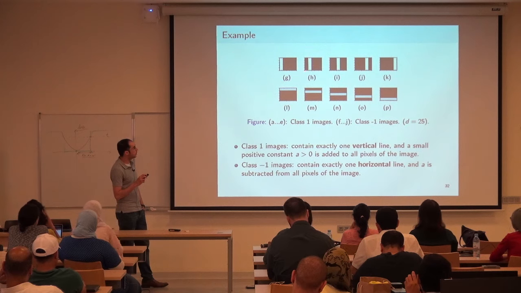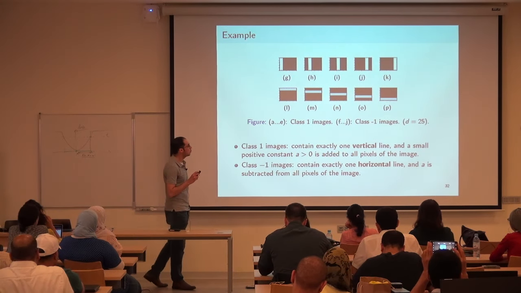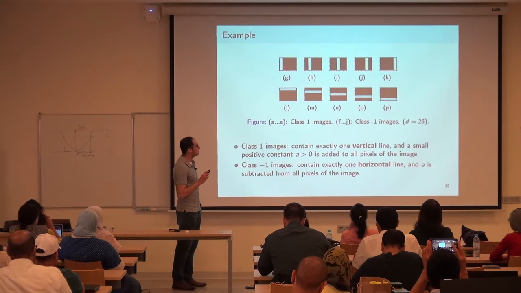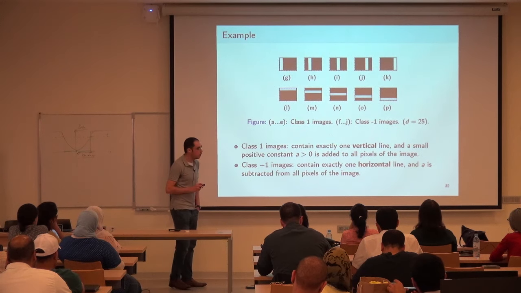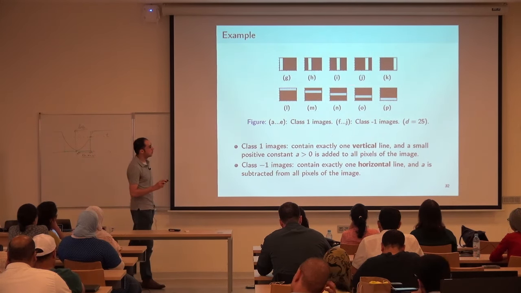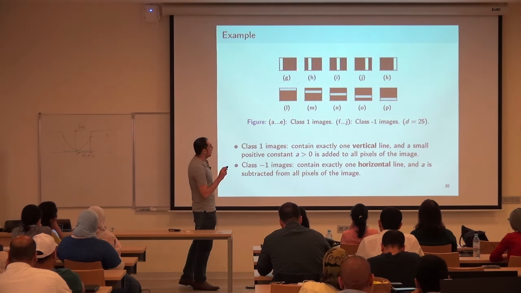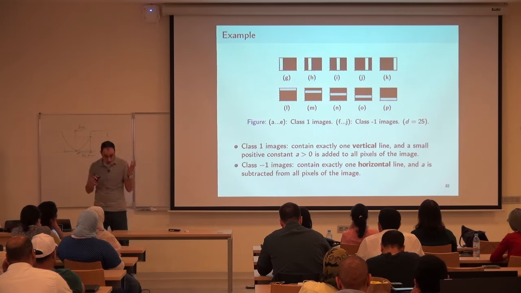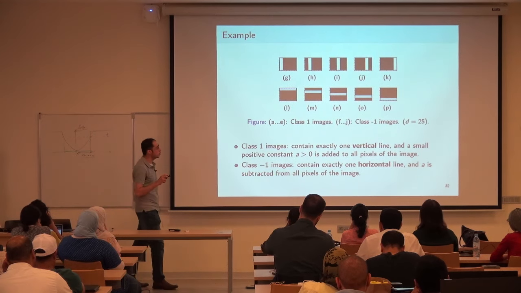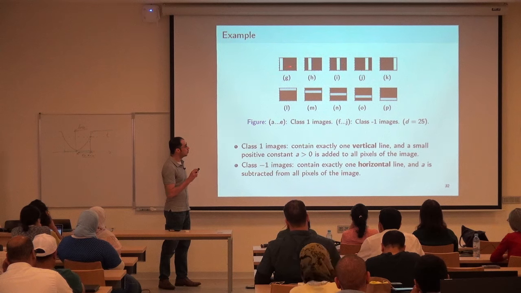So consider here a very simple classification task where the goal is basically to recognize between images that have vertical stripes and images that have horizontal stripes. Okay? So that's class 1 and that's class 2. Now, another thing that differentiates images of class 1 and images of class 2 is the fact that I've added a positive bias here to images of class 1 and a negative bias to images of class 2.